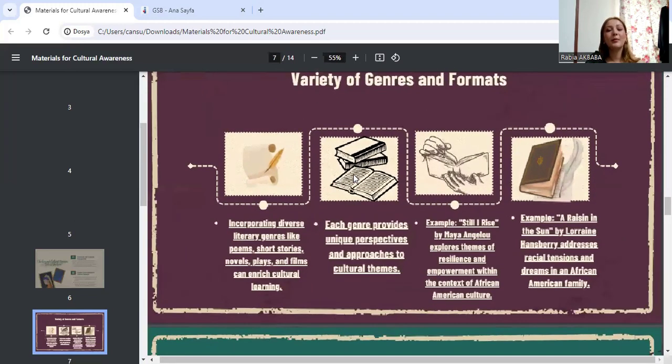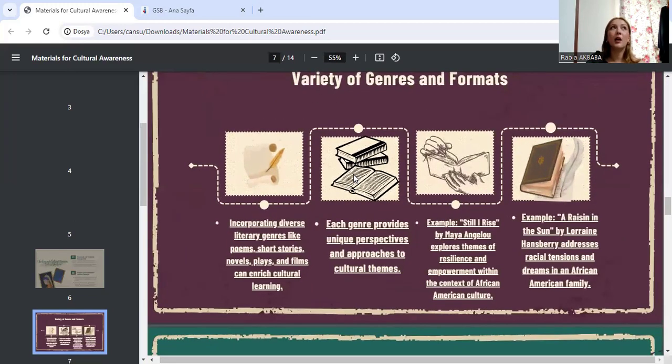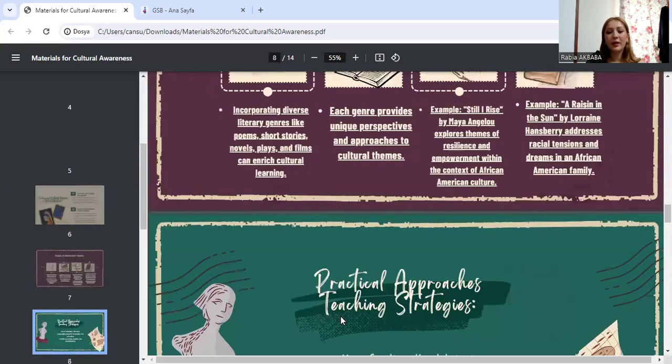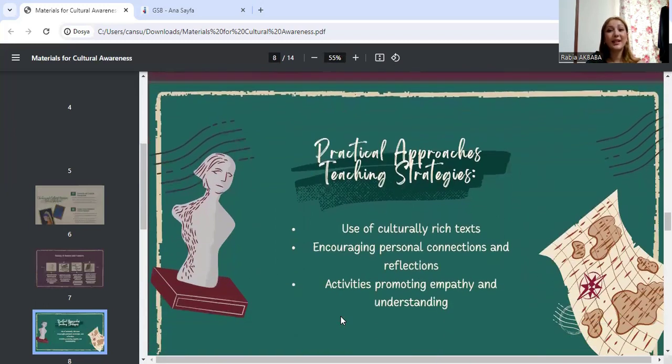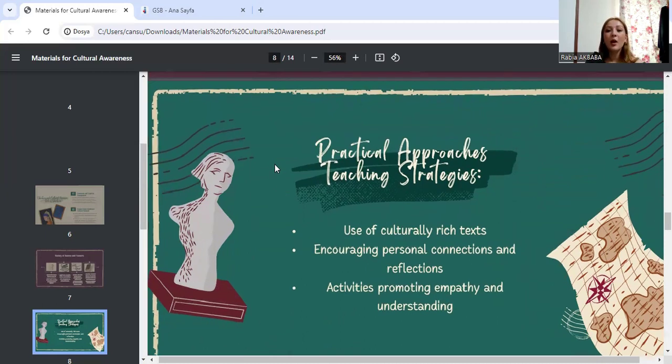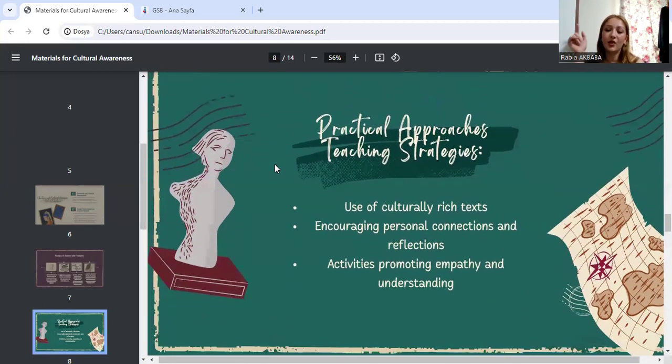There are plenty of examples about Americans, about British people, and we can use them in our classroom environments in speaking class, reading, vocabulary, and so on. Practical approaches, teaching strategies: use of culturally rich texts. On the internet, there are plenty of them. Search for them and use them.